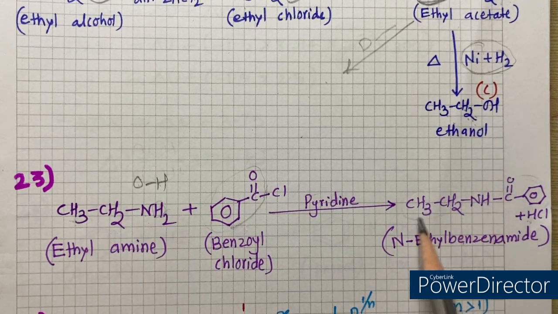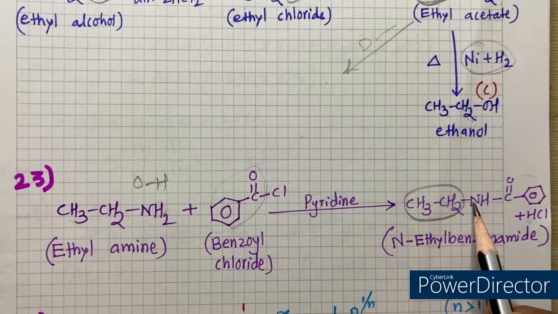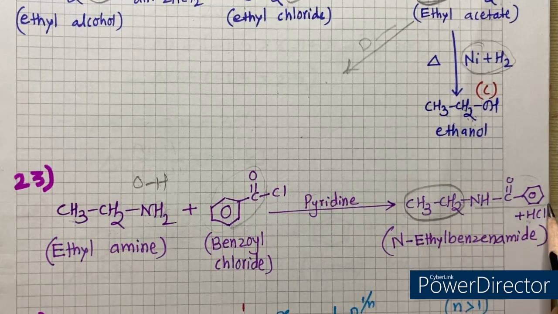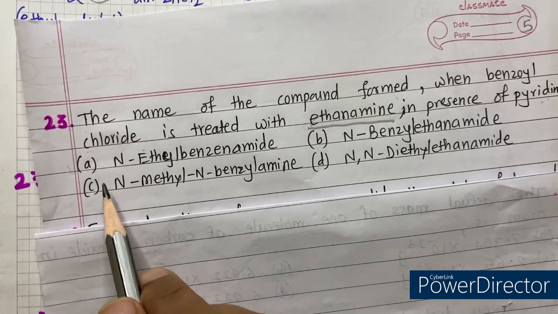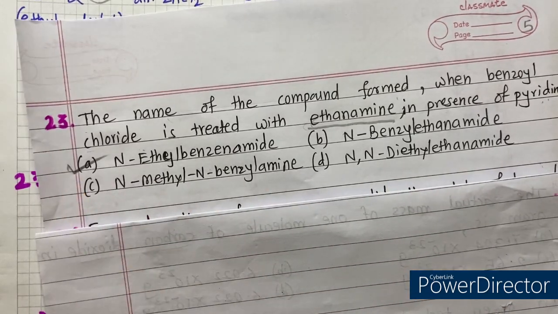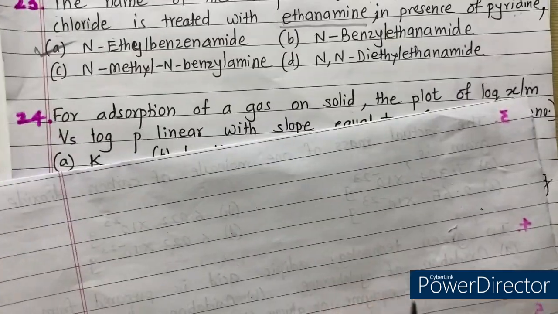Now, the name of this product: on this nitrogen an ethyl group is present, that is N-ethyl, and this is a benzamide. Okay, that is N-ethyl benzamide. N-ethyl benzamide.